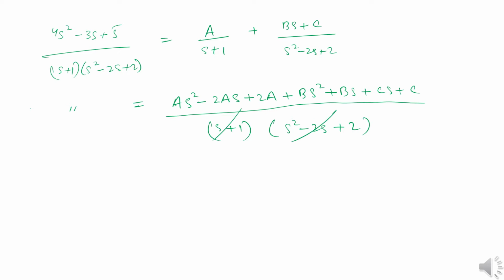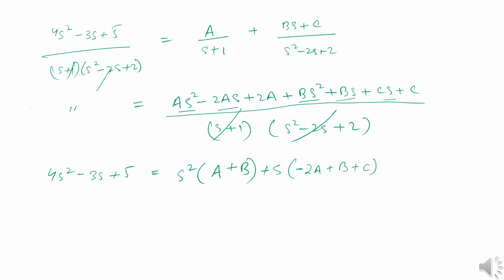This will be cancelled out by the function in the denominator, and we will be left with 4s squared minus 3s plus 5 equal to A(s squared minus 2s plus 2) plus (Bs plus C)(s plus 1). So I will arrange the terms: the s squared terms, the coefficients of s in the bracket, I will get minus 2a plus b plus c, and then the constants, that is plus 2a plus c. Now I have arranged the terms and I will compare the coefficients.